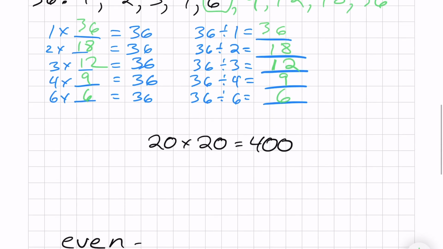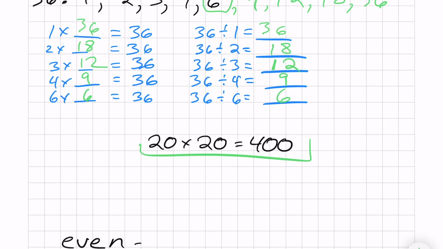Now, if a number more than 20, so I'm going to look here. I have 20 times 20 equals 400. So if a number more than 20 multiplies with another number to equal 400, right? What can you say about the other number and why?